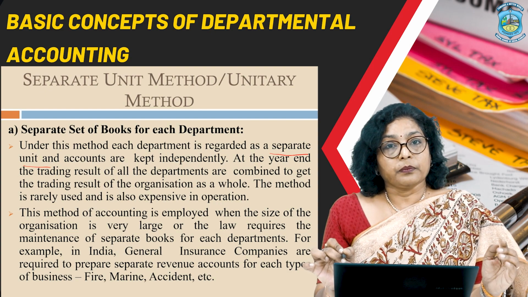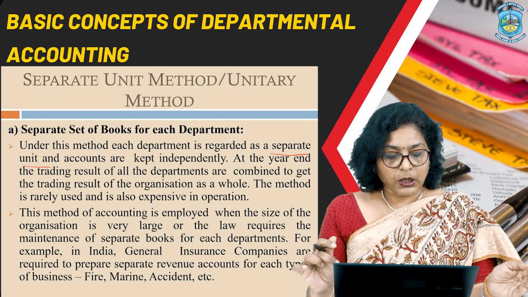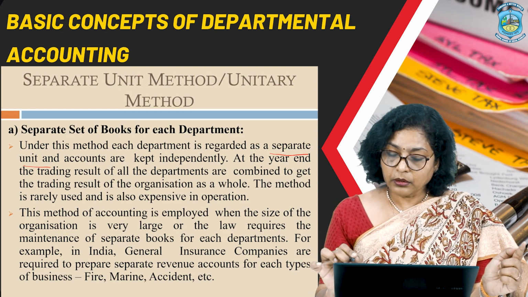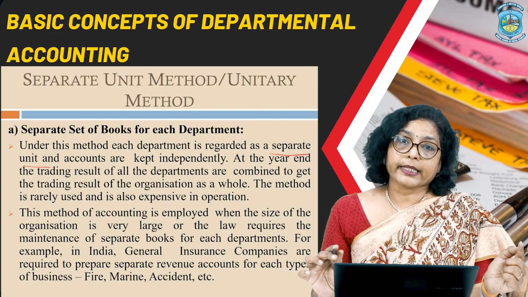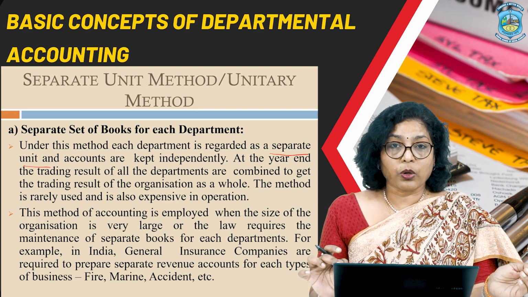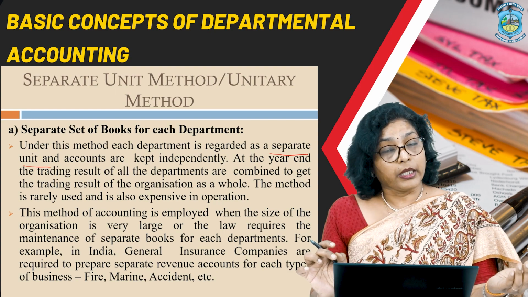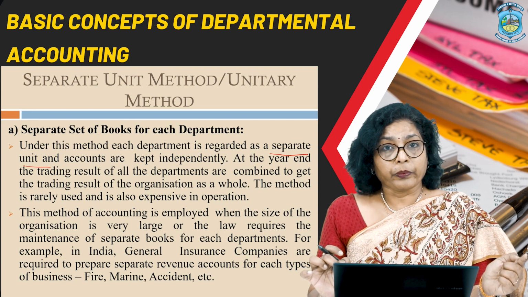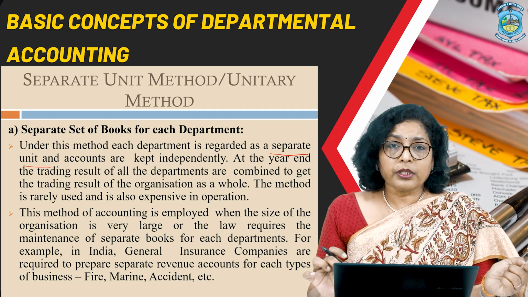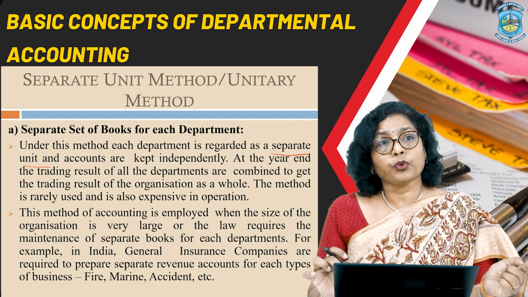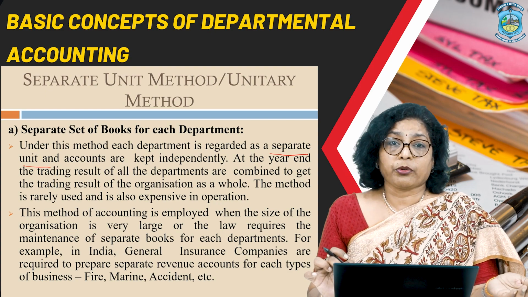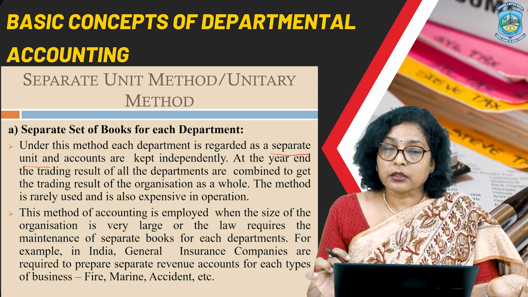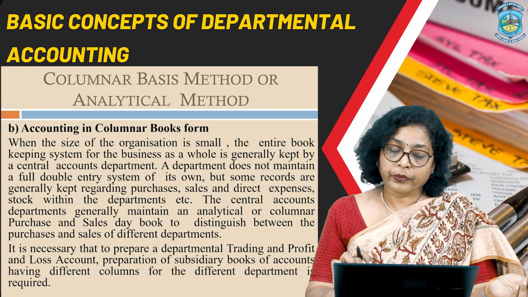At the end of the year, their trading results are consolidated to get the result of the organization as a whole. This method is expensive, so it is suitable for organizations which are large in size and where it is mandatory as per law. For example, in the case of a general insurance company, it is essential to prepare a revenue account for each type of insurance like marine insurance, fire insurance, accidental insurance, etc.